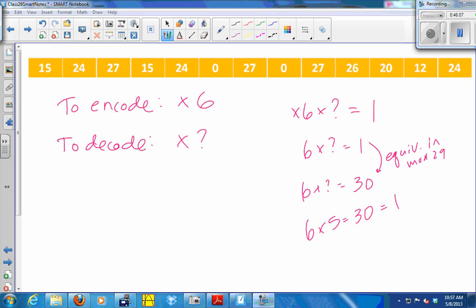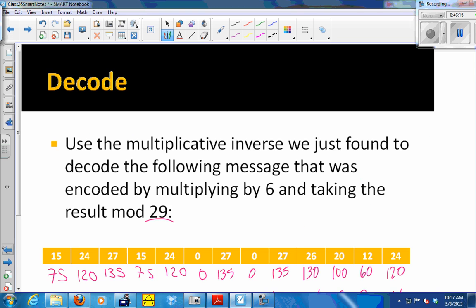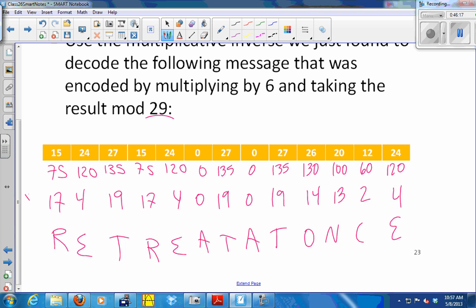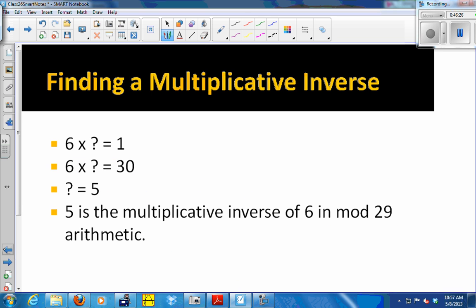So that was good to review because we're going to do another one. What was the undo part? Times 5. When we decoded just now, I did times 5, because to encode, I multiplied by 6. So to decode, I multiplied by 5. No, I didn't have the 5 yet. I got the 30 before the 5. The 30 is how I figured out the 5.